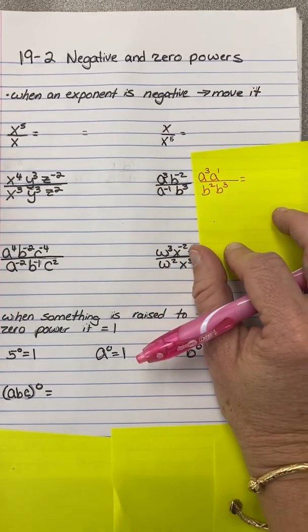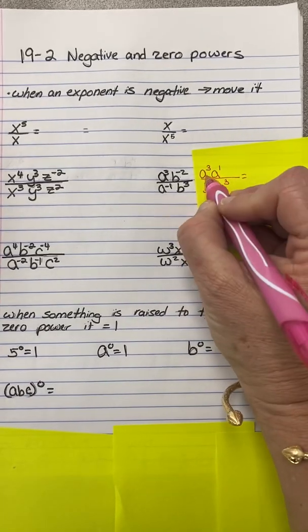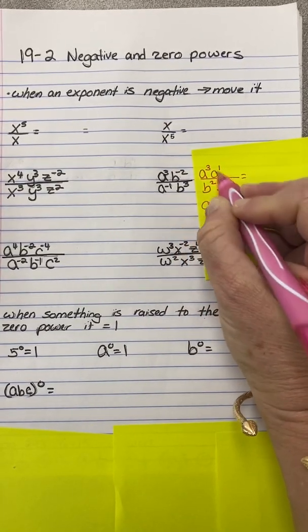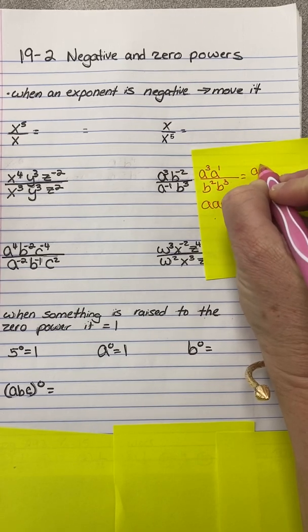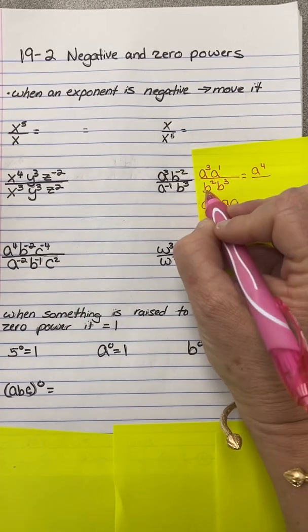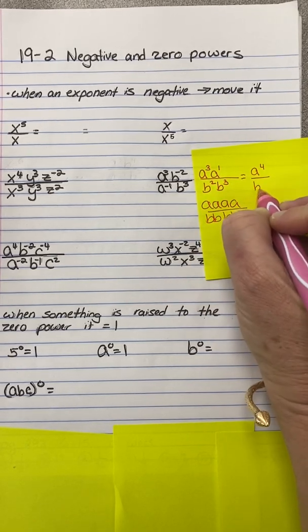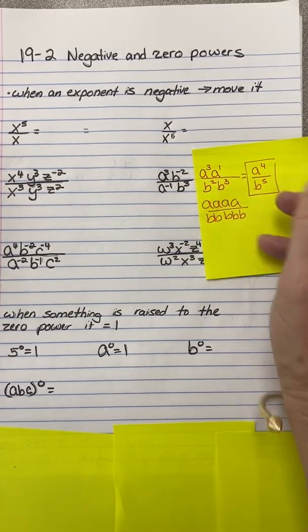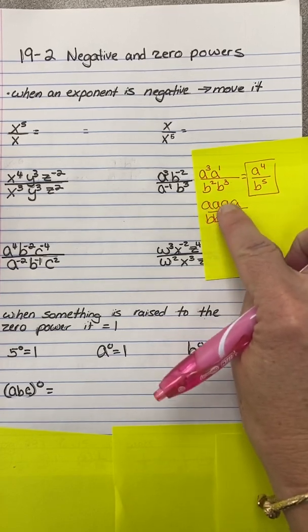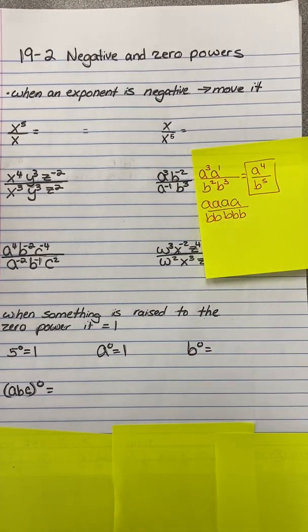All right, now if I were to picture that in my head, I'm going to have 3 a's on top and another a. So now I have a to the 4th, and that's in my numerator. And my denominator, I have 2 b's, and then I have 3 more b's. So I have b to the 5th. Remember, you're going to start getting to the point where you're just picturing that and you're not drawing it out every time. Okay?